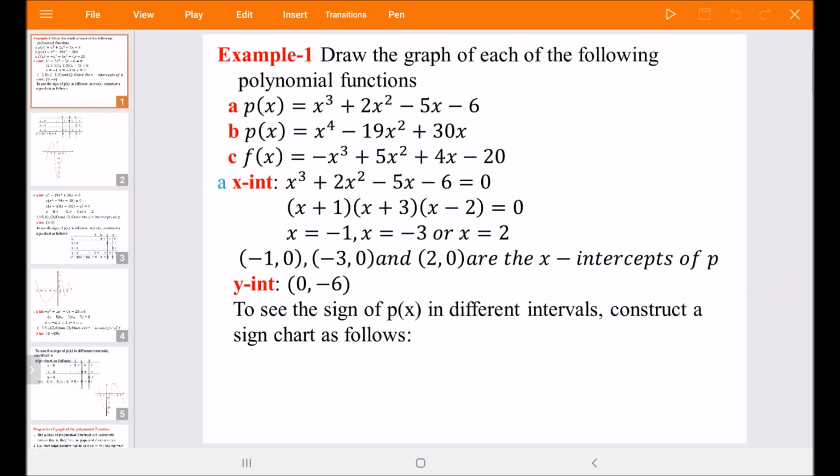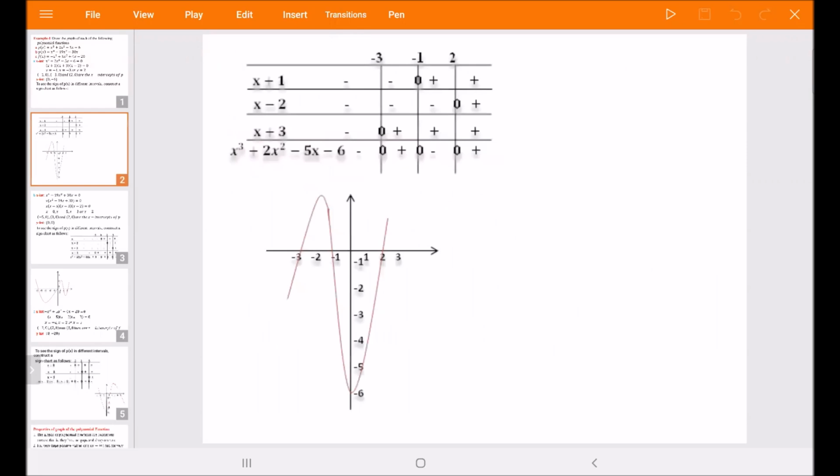So to construct the sign chart, use these 3 numbers, which are the zeros of the polynomial: minus 1, minus 3, and 2. Then orderly locate them on a number line. Because from these 3 numbers, minus 3 is the smallest, on the left extreme there will be minus 3, then minus 1, and the right extreme is 2. That means minus 3, minus 1, 2.